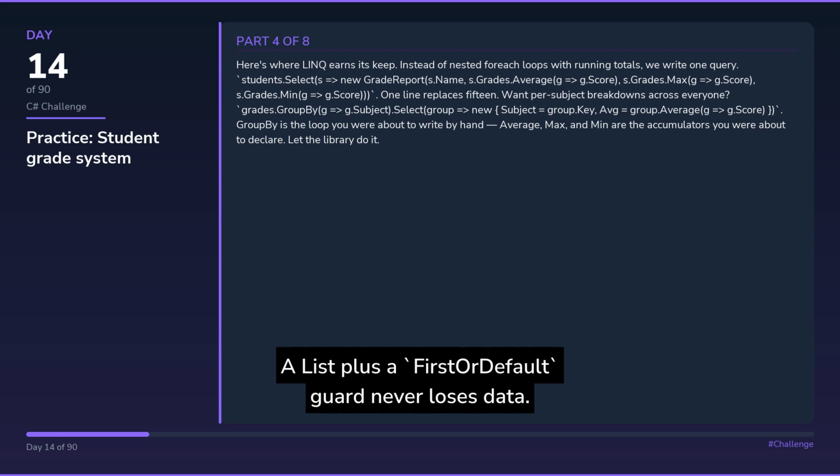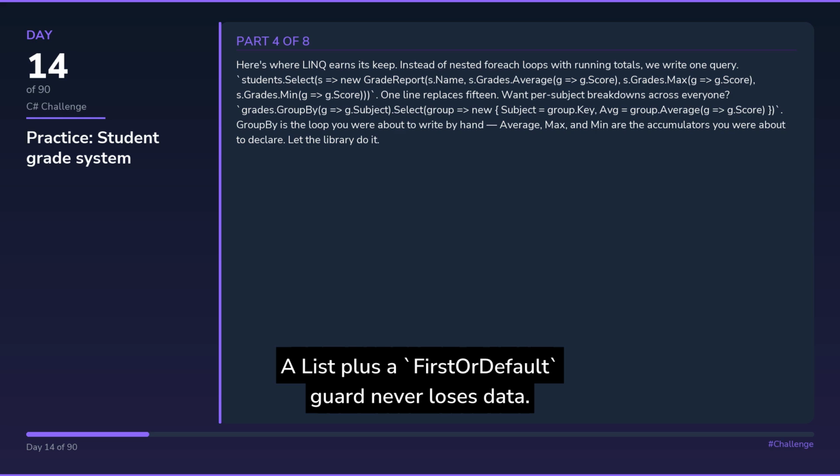Here's where LINQ earns its keep. Instead of nested foreach loops with running totals, we write one query. students.Select(s => new GradeReport(s.Name, s.Grades.Average(g => g.Score), s.Grades.Max(g => g.Score), s.Grades.Min(g => g.Score))). One line replaces 15.